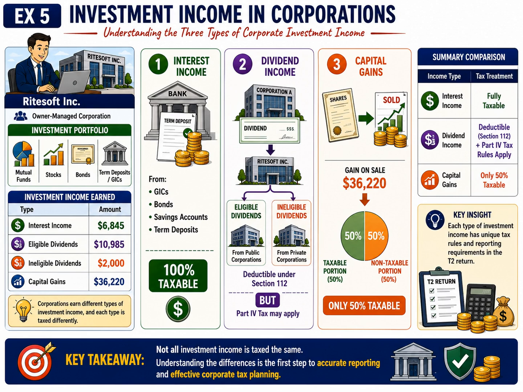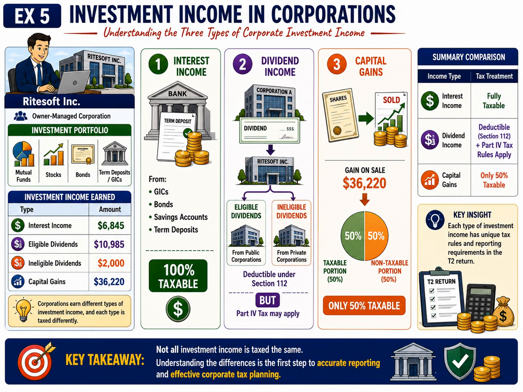Now look at the comparison table on the right side of the slide. It summarizes the tax treatment of each type of investment income. Interest income is fully taxable. Dividend income follows special rules involving deductions and Part 4 tax. Capital gains receive preferential treatment because only half of the gain is included in taxable income.